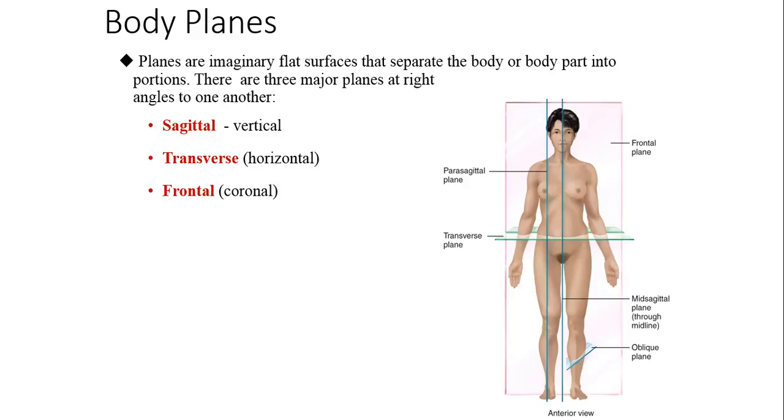Now let's talk about body planes. Body planes are imaginary flat surfaces that separate the body or body part into portions. There are three major planes at right angles to each other. They're sagittal, which is vertical, transverse, which is horizontal, and frontal, which is also known as coronal.